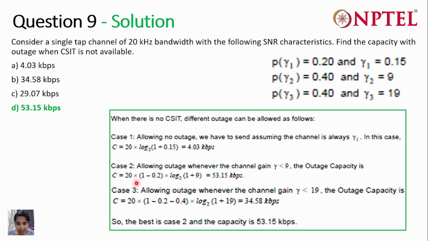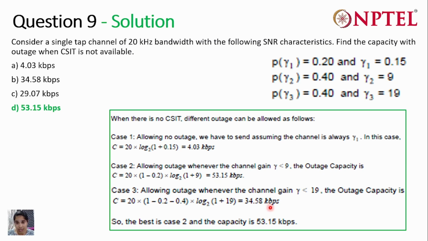Case 3 will be, we have outage, but now the channel gain gamma we take to be 90. So whenever the channel gain is lesser than 90, we have probability of outage as 1 minus 0.2 minus 0.4, into 20 log to the base 2 of 1 plus 19, which is 34.58 kilobits per second.